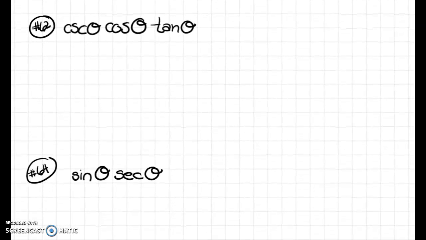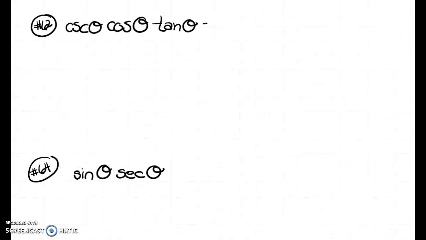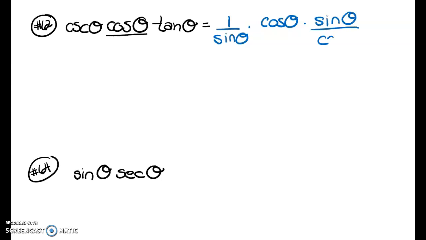All right, number 62, we're going to do the same thing. We're just going to go ahead and write everything in terms of sine and cosine, and you can see here that cosine is already done. So what is cosecant? Cosecant is 1 over the sine of theta, times cosine of theta. And what is tangent? Tangent is sine of theta over cosine of theta. So you can clearly see that our sines will reduce out, our cosines will reduce out, and this expression ultimately equals the number 1.